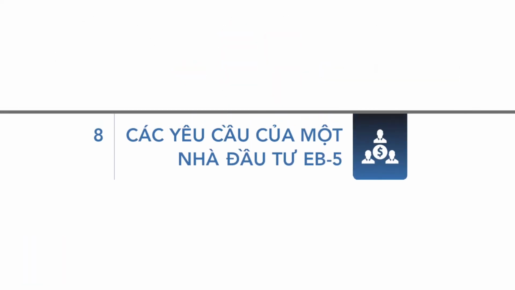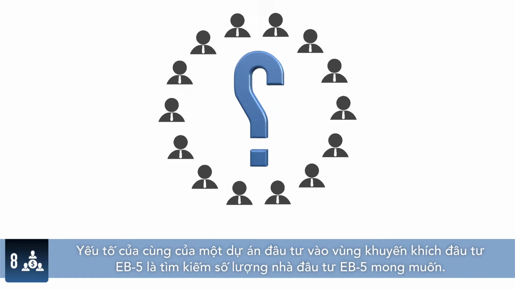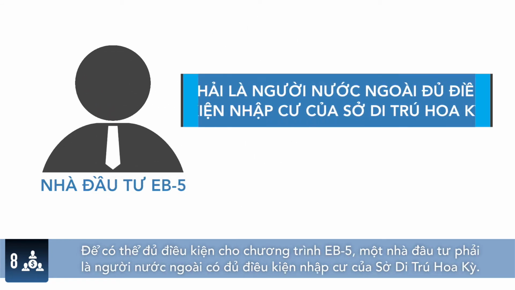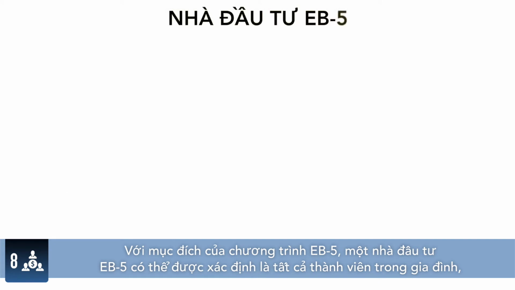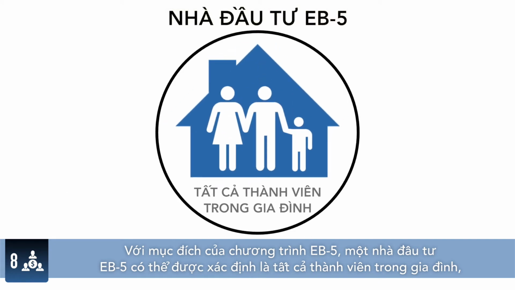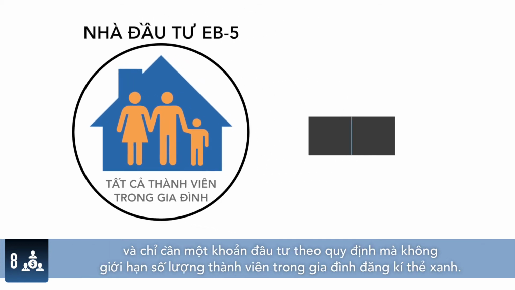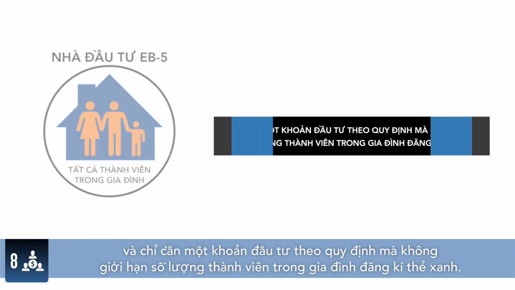EB-5 investor requirements. The final component of an EB-5 Regional Center investment is finding the desired number of EB-5 investors. To be eligible for the EB-5 program, an investor must be a foreign national that meets the immigration requirements determined by USCIS. For the purposes of the EB-5 program, an EB-5 investor is defined as up to an entire family unit, which means that an entire family, husband, wife, and children under age 21 at the time of application, will be considered a single EB-5 investor, and so only one required investment is needed, no matter how many members of the family are applying for green cards.